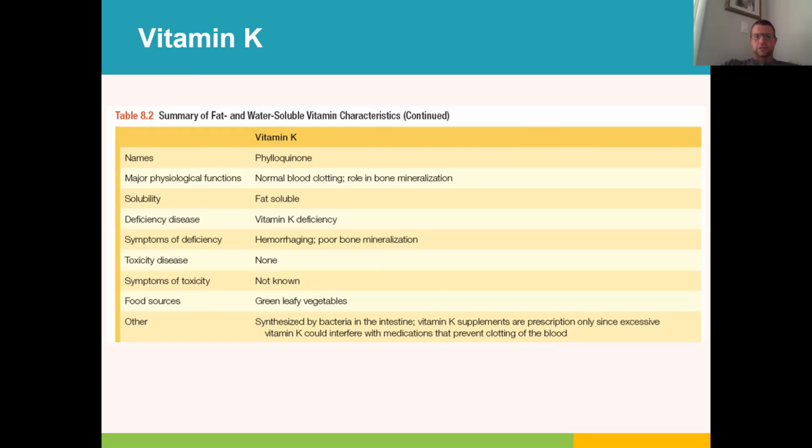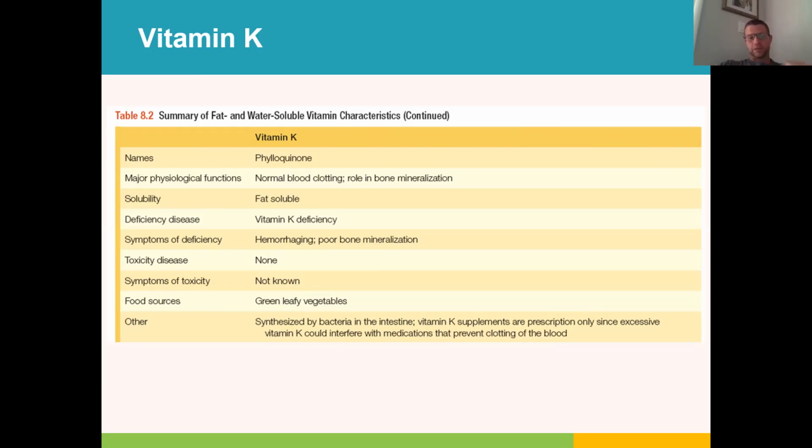So if you look at major physiological functions, first one on there is normal blood clotting. So an easy thing to remember, if you're ever wondering, I forgot what vitamin K does, just think, okay, K for clotting instead of the C for clotting. That always kind of helps me on tests, all right? Role in bone mineralization, again, it's fat soluble. Vitamin K deficiency would be the disease name. Symptoms would be hemorrhaging and problems with bone mineralization. Toxicity, none. Symptoms of the toxicity are not known.